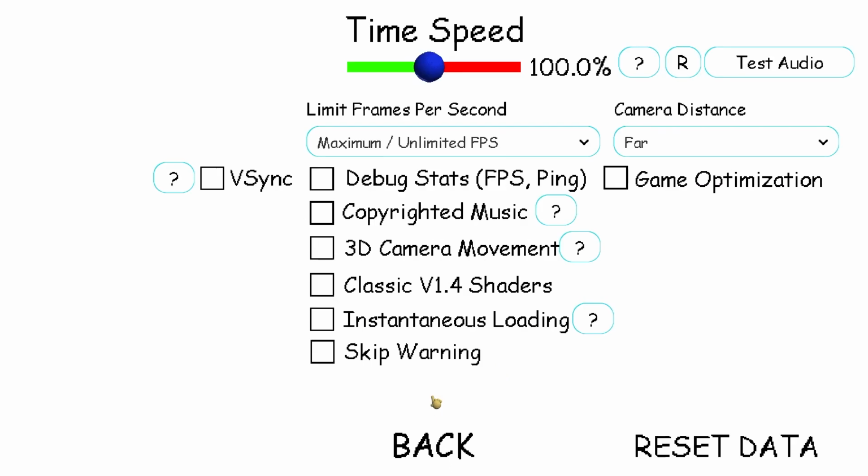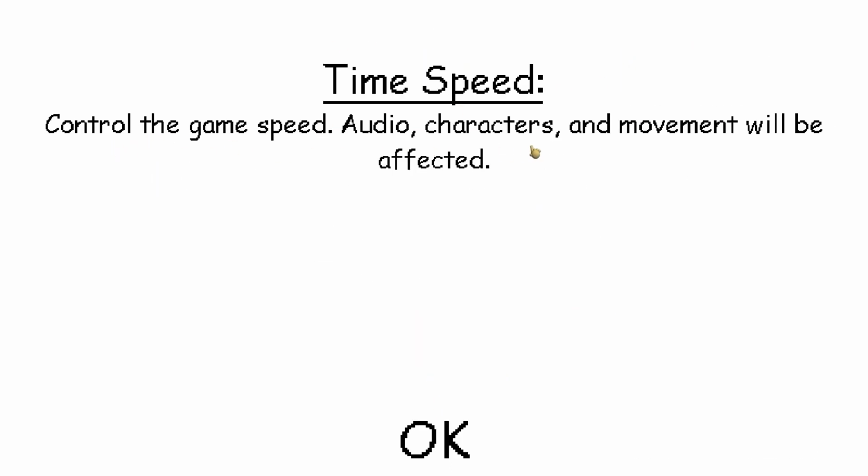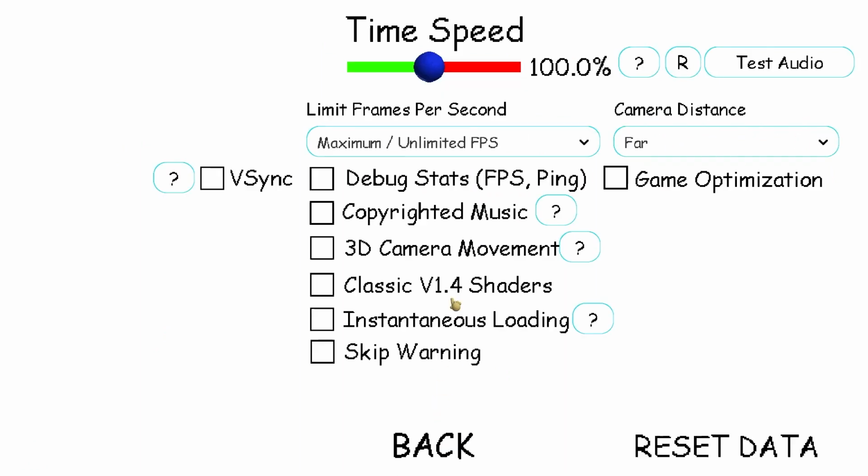Okay, let's see some other stuff. We got advanced settings. Okay, time speed. What's this? Control game speed, audio, characters, and movement be affected. So it's like you can speed up the game or slow it down. That's cool. Let's put back... No. How do I reset? No, just slows out. No, dang it. That bothers me. That's kind of cool though. What's this? That reset it? Okay, that resets it back to normal.